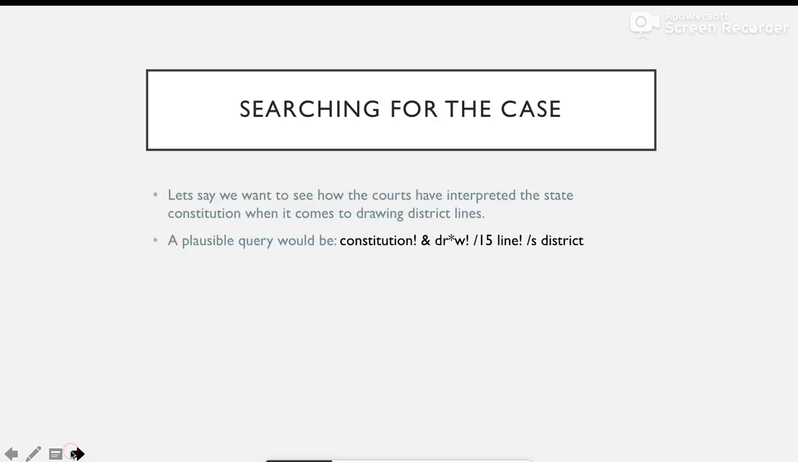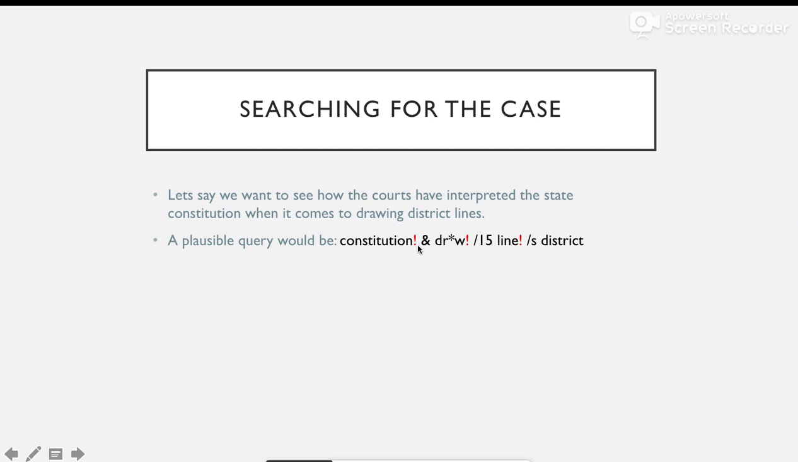So looking into searching for a case on Westlaw, the online resource. So let's say that we want to see how courts have interpreted the state constitution when it comes to drawing district lines, when it comes to maybe incorrect drawing of lines, specifically gerrymandering. So a plausible query would be this one here in black.